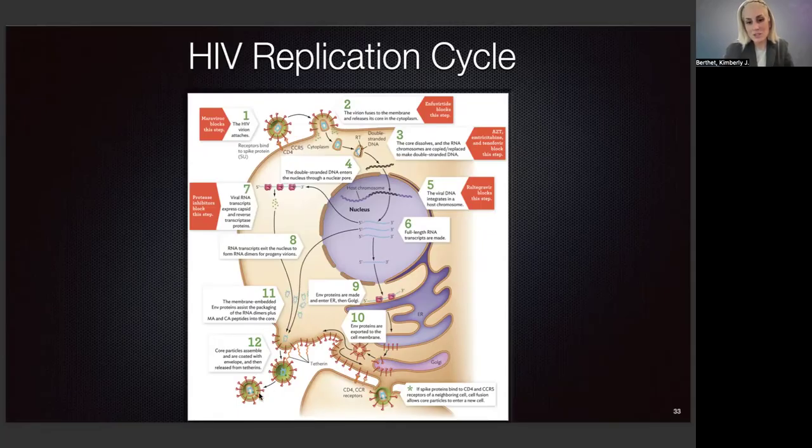Now, I like this image because it shows us where we have our antiviral medication. A couple of them, if we look at all these steps in the process, again, we have to target things that are not going to harm our cells. And that's what's so difficult about antiviral medicine. So here we see we can block the virus from interacting with our own receptors. A couple different things.